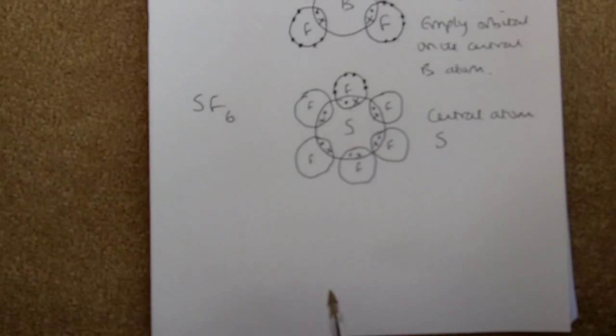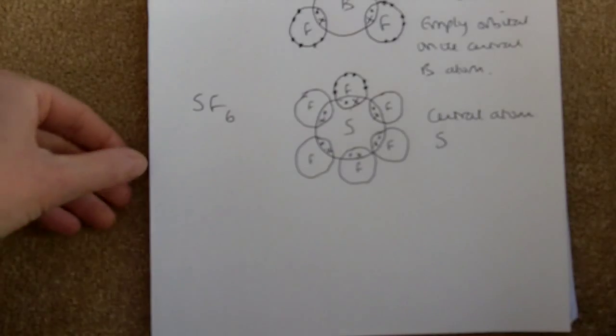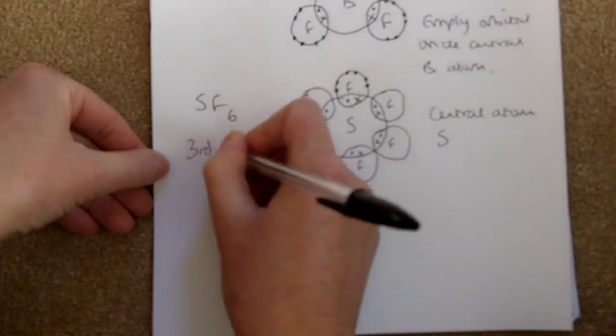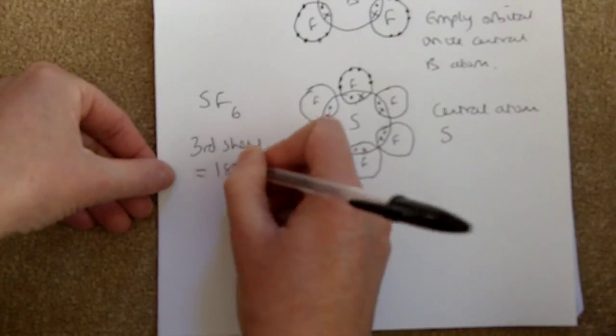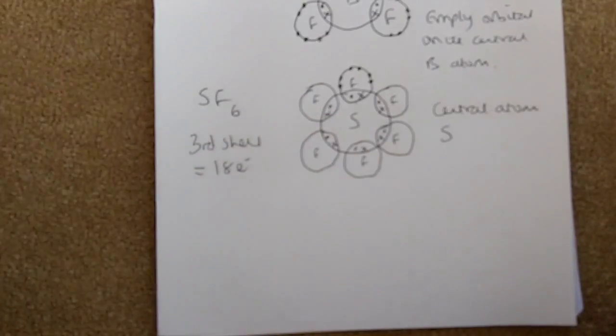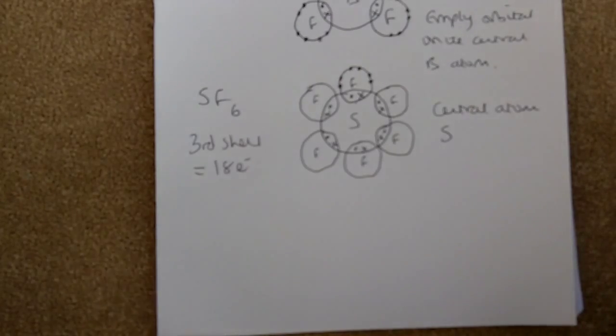Well, that's okay, because sulfur is in period 3. The maximum electrons you can have in the third shell is 18 electrons. So it's okay that sulfur has got more than 8 electrons, because sulfur's in the third period, so it can hold up to 18 electrons. Okay, right, let's do a couple of trickier examples before we move on.